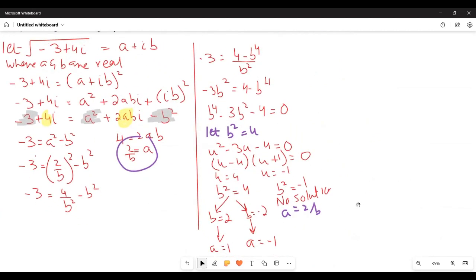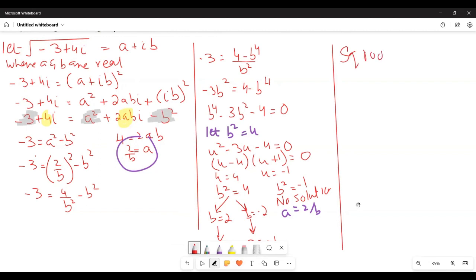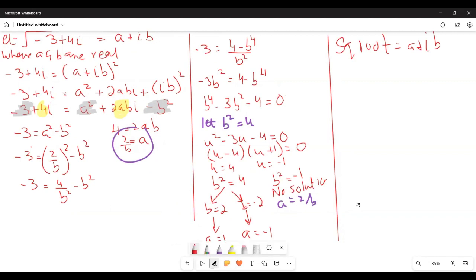Okay, so the two square roots are... What did we say our square root was? A square root is supposed to be a plus iota b. So one of our answers is 1 plus 2 iota, and the other one is -1 minus 2 iota.